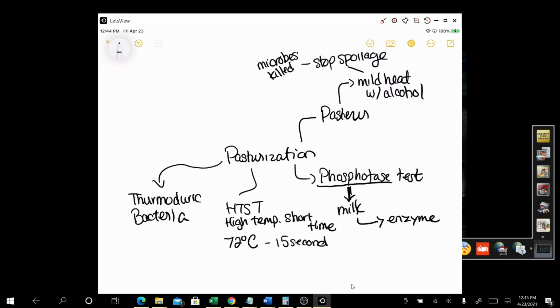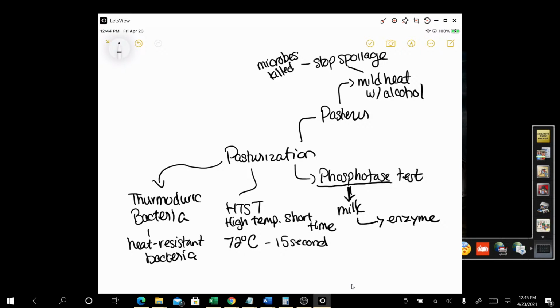Now, thermoduric bacteria, they are resistant to heat. They're heat resistant bacteria. But they're not pathogenic. They won't cause harm to us or anyone who is consuming milk, and so no harm and no food spoilage. So that is pretty good.